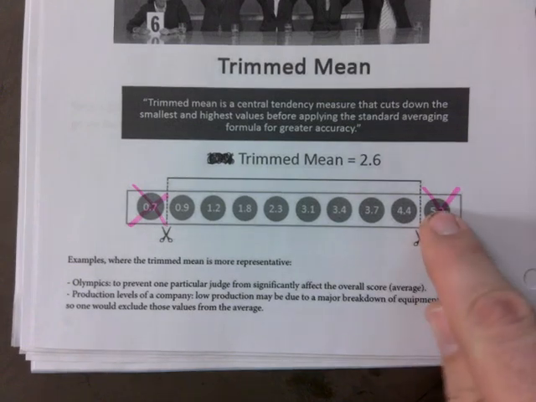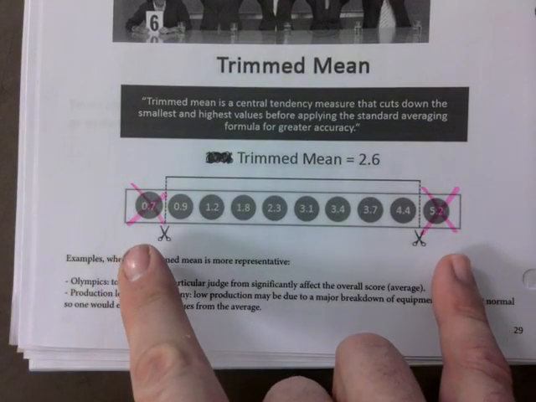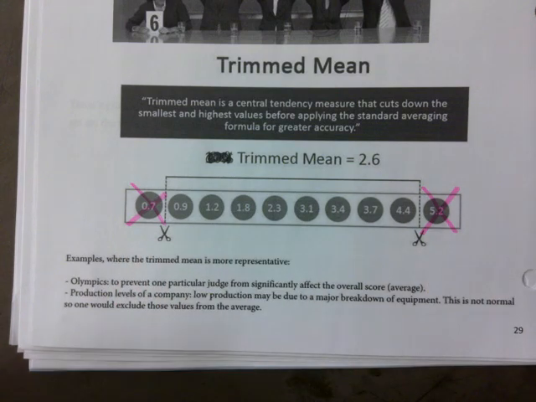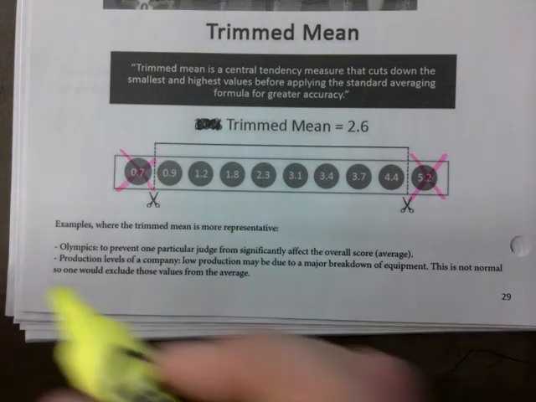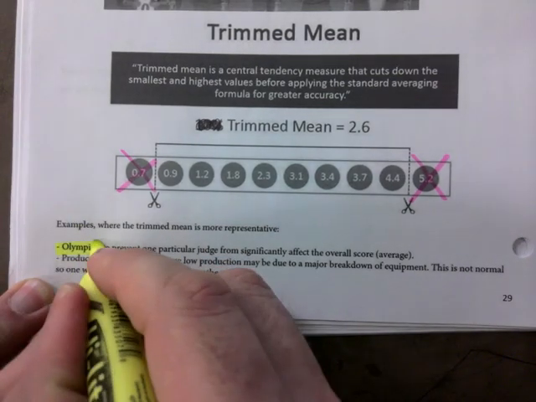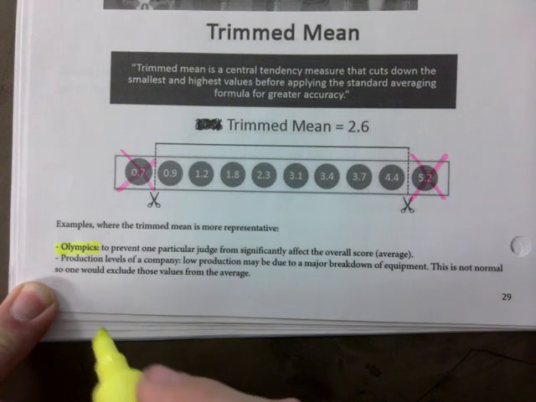This is the upper and this is the lower. So to trim, you need to take the same amount off on either side. Some examples, I'm just going to highlight that one more time. In the Olympics, we try to remove bias. You remove bias by doing that. You don't want data to be skewed, so you remove that.